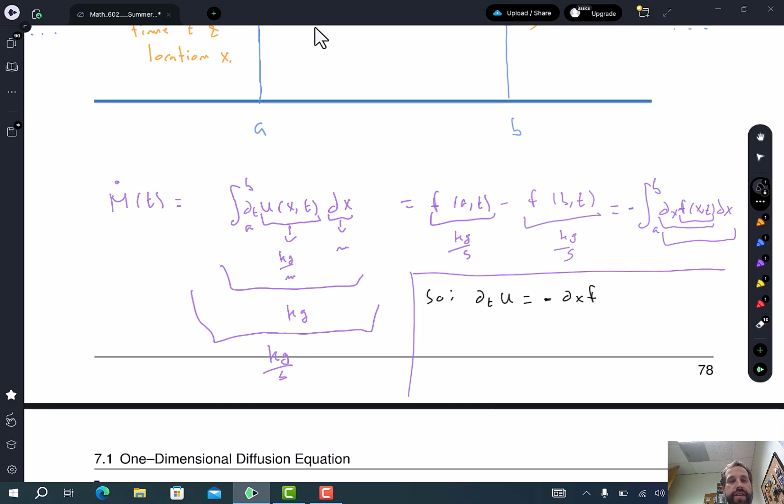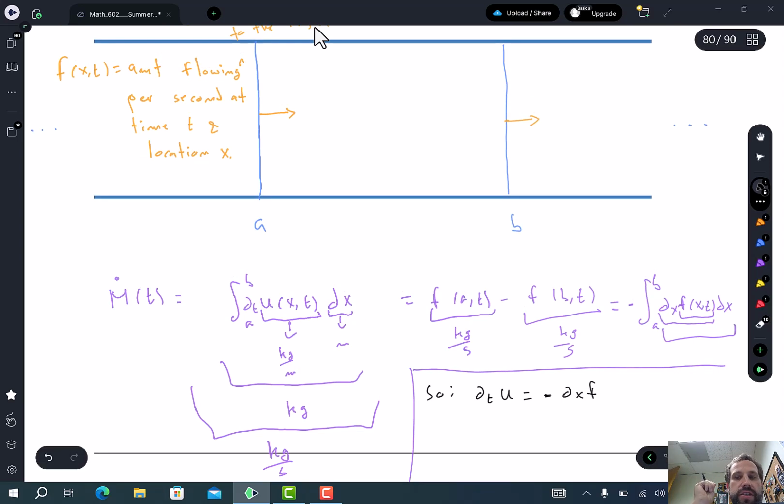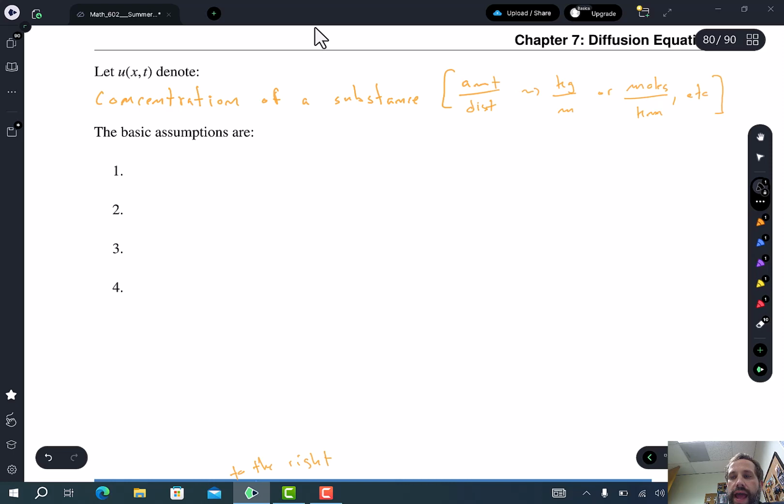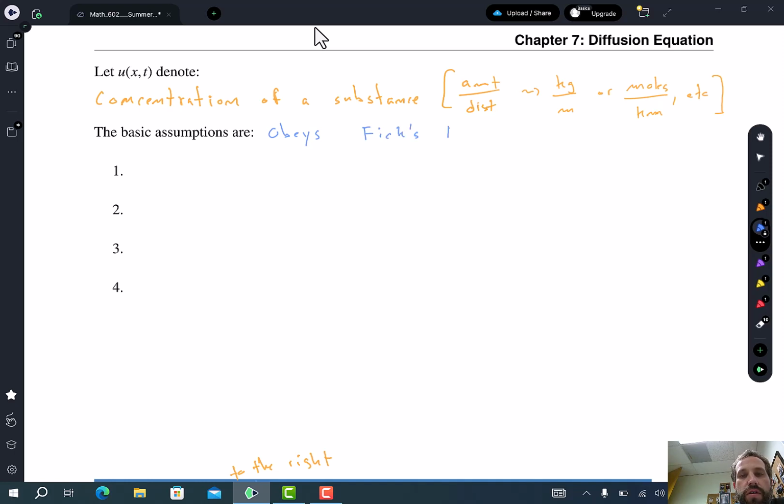But anyway, this is the base equation that any substance that satisfies conservation of mass, which I would assume is most of them, is going to satisfy. Now, what makes how we specialize to diffusion is we're able to figure out what f is in terms of u. This is what we're going to talk about here. So the basic assumption is that the substance obeys Fick's law, or Fourier's law. I'm just going to call it Fick's law.